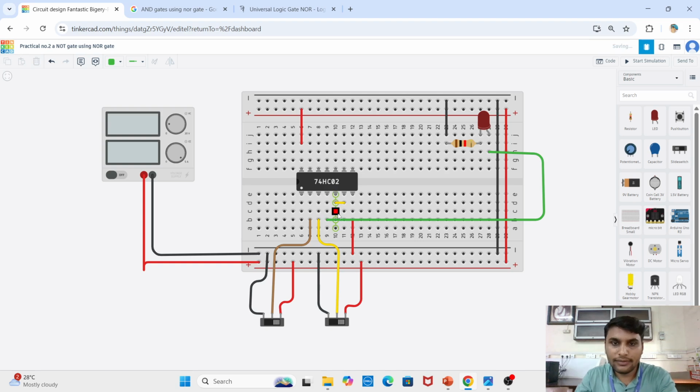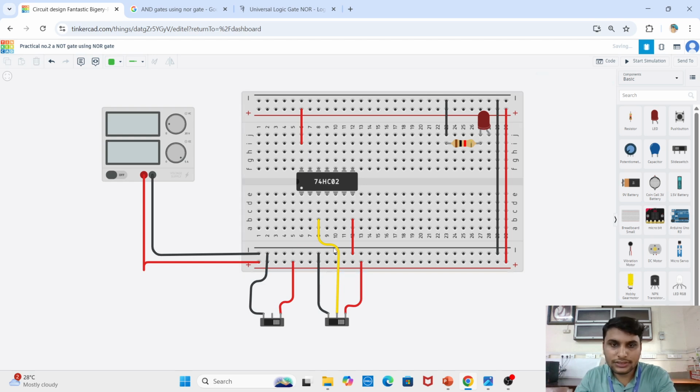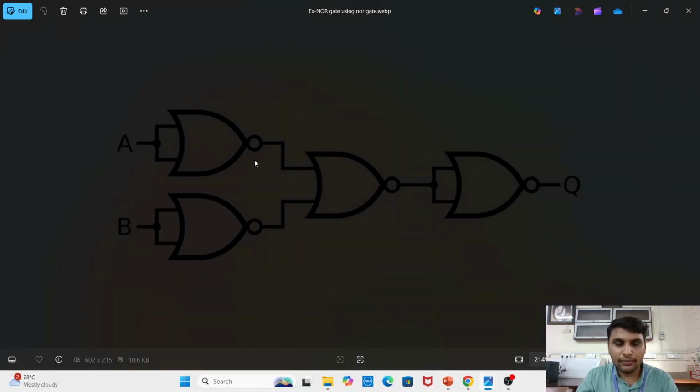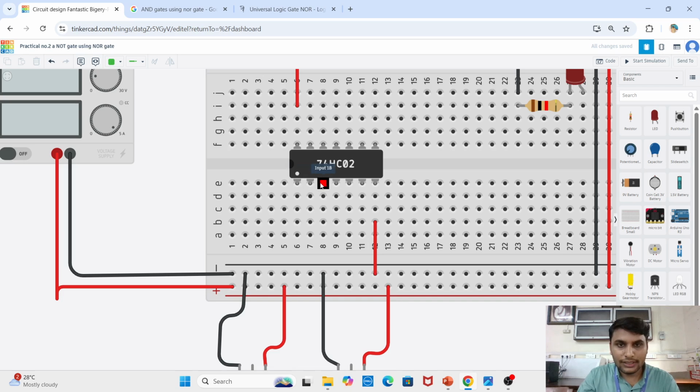So we have already done this just by removing the connections. Okay, we require 2 slide switches, right? So do the connection accordingly. Again, change the name, that is NOR gate, by using the NOR gate. So we have to create gate number 1 and gate number 2 that will act like a NOT gate, right? So that is 2 and 3, the input of the second gate. Interconnect it, that will act like a NOT gate.